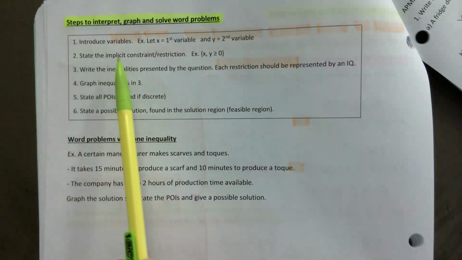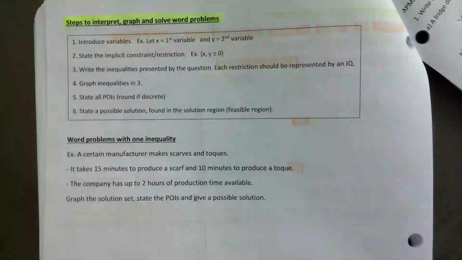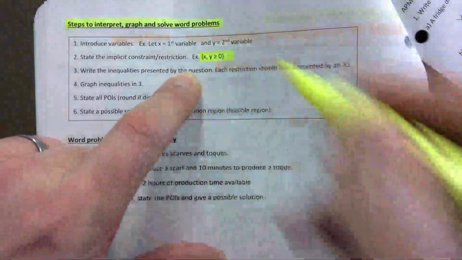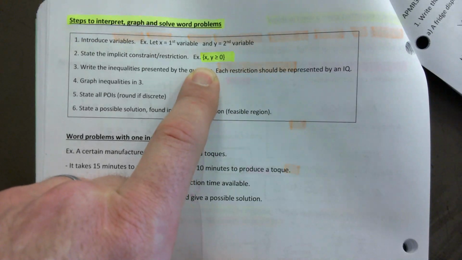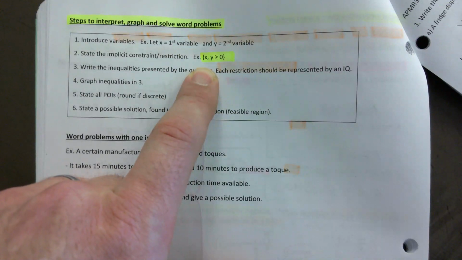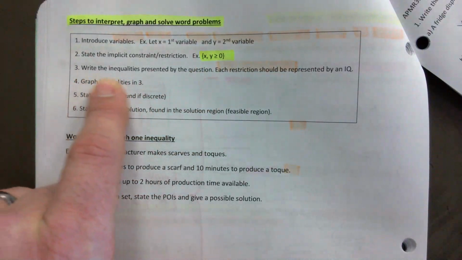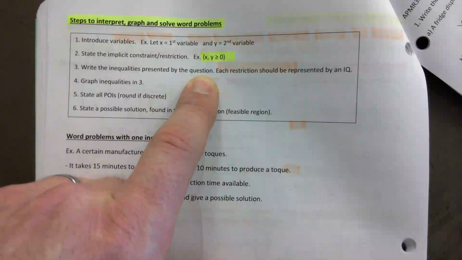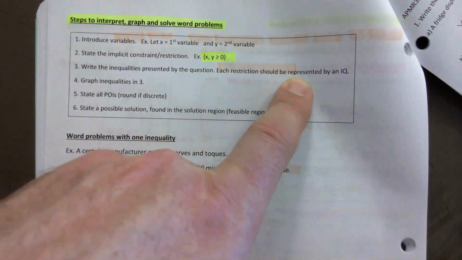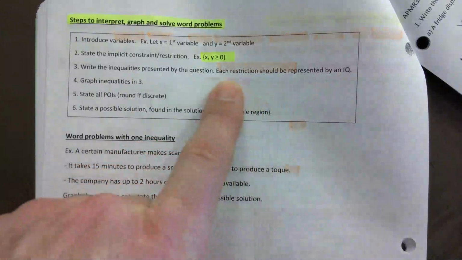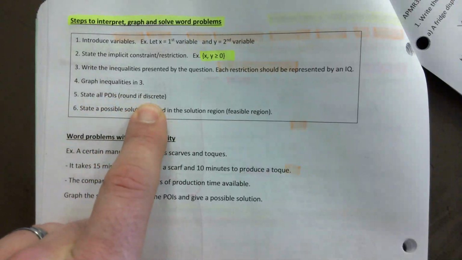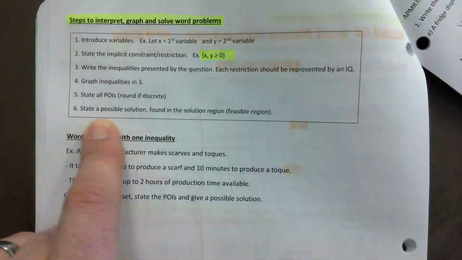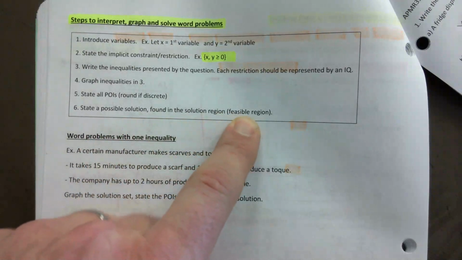Number 2, state the implicit constraint or restriction. That's just this fella right here. That's the implicit restriction. It's always the same. It's like the domain of a parabola without a context. X belongs to all real numbers. That's the same thing. Write the inequalities presented by the question. Each restriction should be represented by an inequality. Graph all the inequalities in step 3. State the POIs, just like you've done before. State a possible solution found in the solution region.